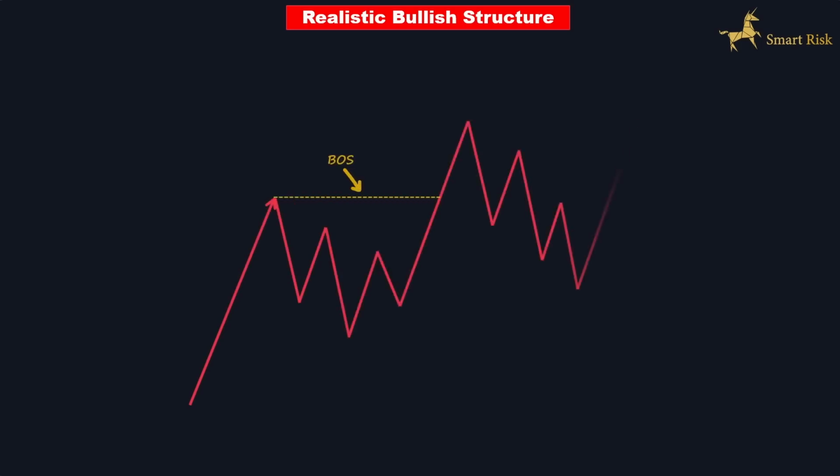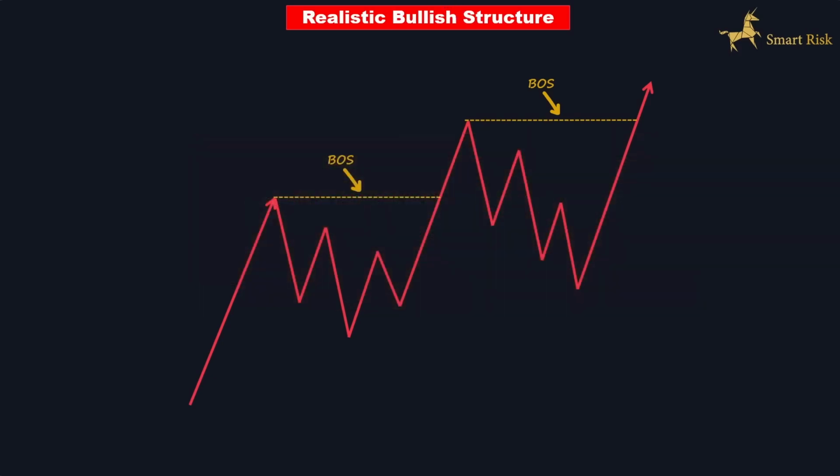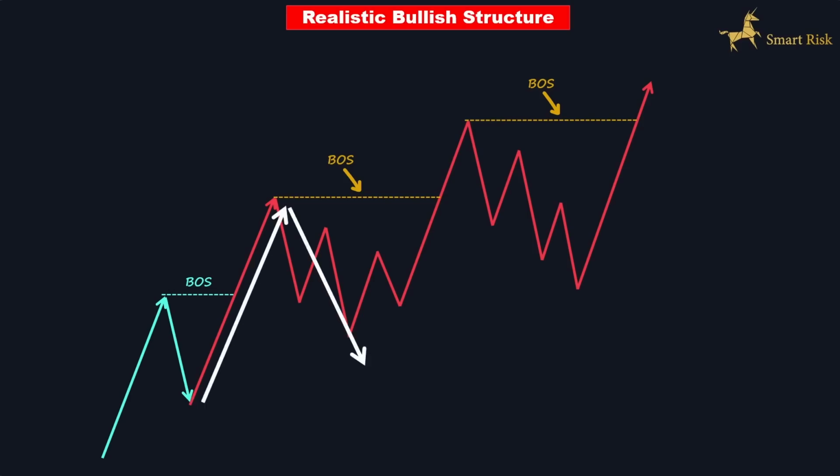This represents the realistic uptrend structure that is more commonly observed in the market. Now let's consider a scenario where the price breaks the previous highs to the upside. At this point, a crucial question arises. How do we identify valid major highs and lows? To address this, if we look at the left side of the structure, it is clear that price experienced an upward movement until it started to retrace. The highest point reached by the price before the retracement movement began is considered the major high.